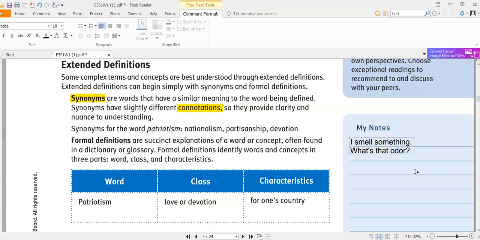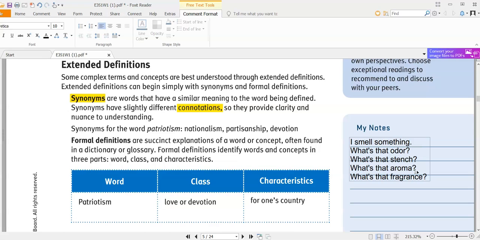What's that odor? Or what's that stench? That also implies something negative. Or I could say, what's that aroma? Meaning, I smell something nice, I smell something positive. Or, what's that fragrance? These are all examples of the word smell put into different synonyms that have their own connotations, okay? They could have a negative connotation, a neutral connotation, or a positive connotation, okay?